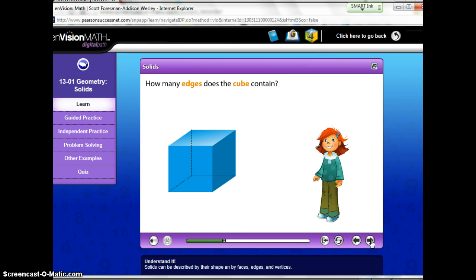How many edges does a cube have? Okay, we see 1, 2, 3, 4. 4 more. And then 12 is correct. Good work.